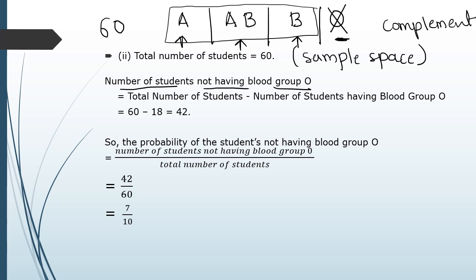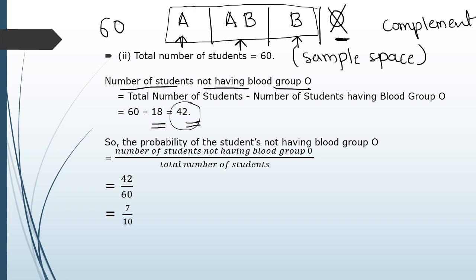So the complement of the set, the number of students not having blood group O, is equal to the total number of students, which is 60, minus the number of students having blood group O. Just now in the last example, we have seen that it is 18. So 60 minus 18 gives me 42. Now we have to find the probability for these 42 students, who have the other blood groups, which can be either A, AB or B.